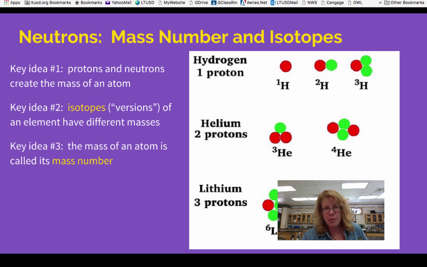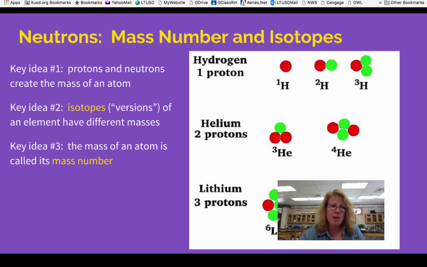Neutrons are all about mass number. They're all about the different isotopes, different versions of the nucleus that you can have for the same element. So here's a couple of examples of some isotopes of hydrogen, helium, and lithium, just in case you weren't sure quite what an isotope was. Again, take a look at the difference between the number of red dots and green dots. The green dots are the neutrons that are being added in there. The red dots are the protons that are in that particular diagram.